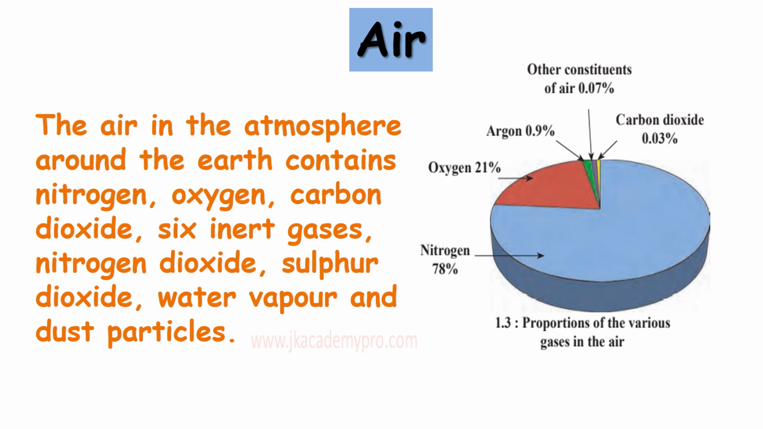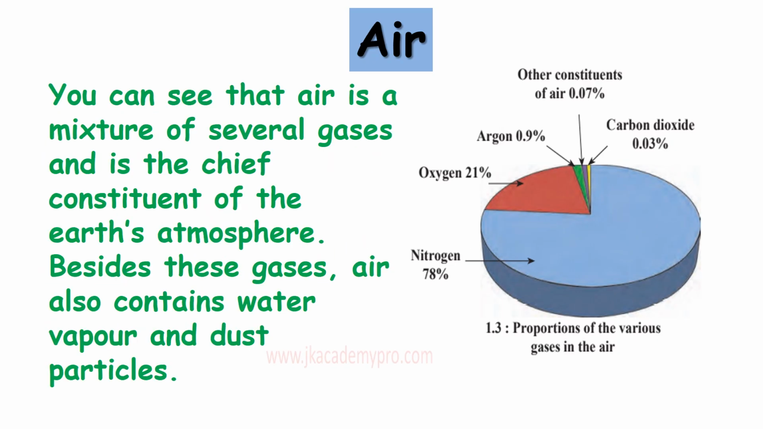Argon is 0.9%. Carbon dioxide is 0.03%. And other gases, that is the other inert gases, water vapor and dust particles, comprise 0.07% of all the gases in the air. You can see that air is a mixture of several gases and is the chief constituent of the Earth's atmosphere. Now, what do you mean by chief constituent? Chief constituent means the main constituent of the Earth's atmosphere. Besides these gases, air also contains water vapor and dust particles.